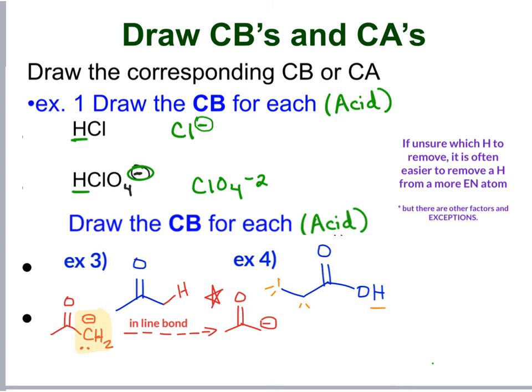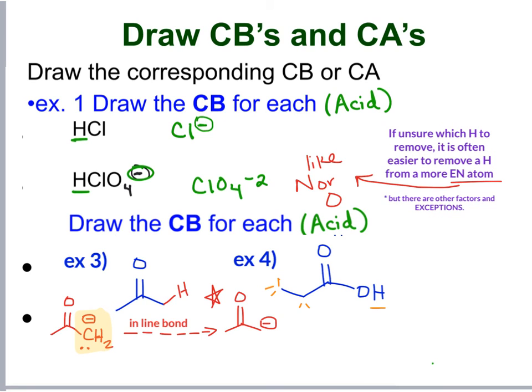If there's a hydrogen on a more electronegative atom like nitrogen or oxygen, that's going to come off a lot easier than it would off a carbon. So let's just assume that's going to happen. So we're going to take off this one over here. So now that we know that, what would that conjugate base look like? Pause the video and draw it now.